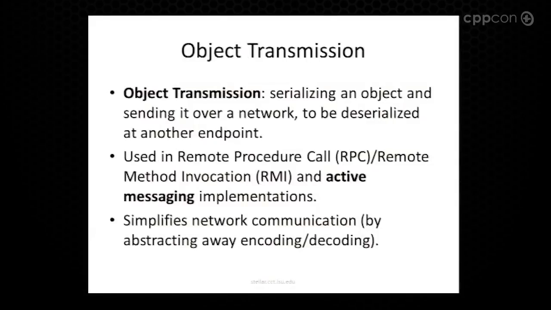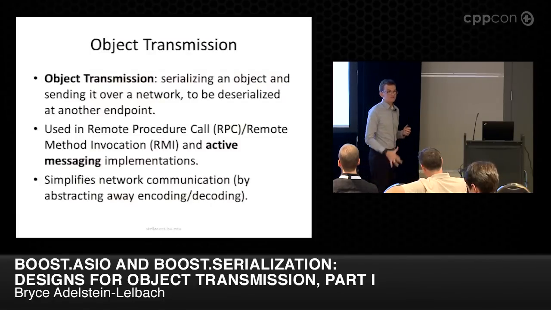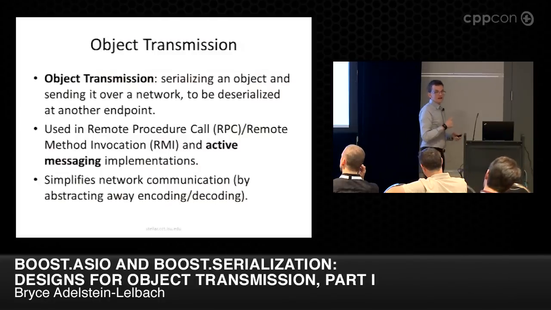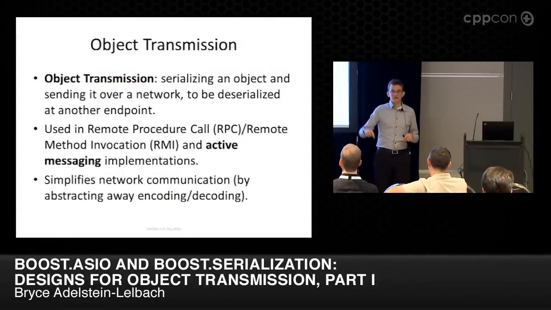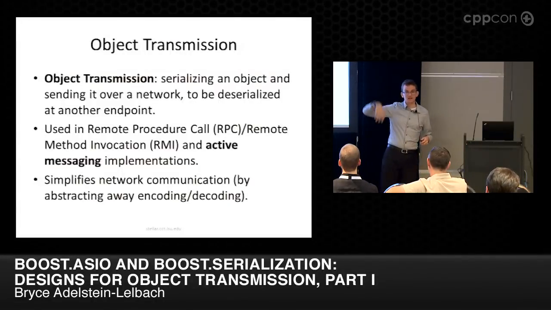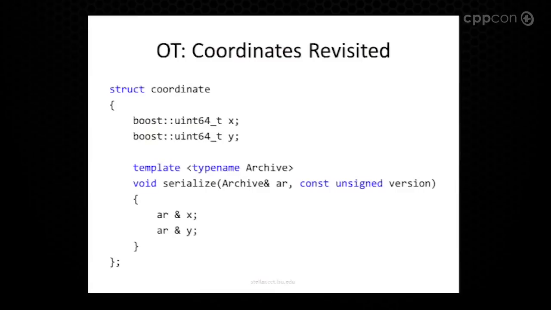So it's nice because it does simplify away your network communication. I don't have to worry about the underlying protocol. I don't have to worry about how to encode and decode or linearize my data structures. I just write those very nice and simple serialized methods. And they usually look a lot like what that coordinate one looked like, where I've just got some archive and name of the data member, and I just have a couple of those statements. Sometimes they're a little bit more complex, but it's usually very, very simple.